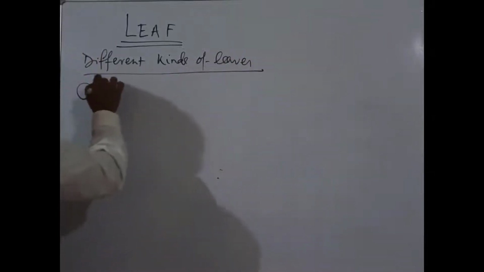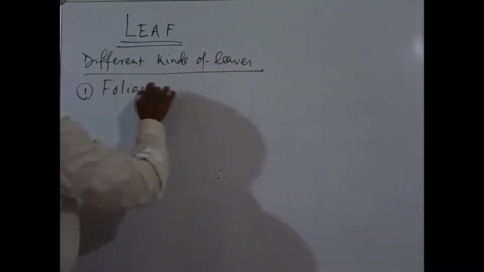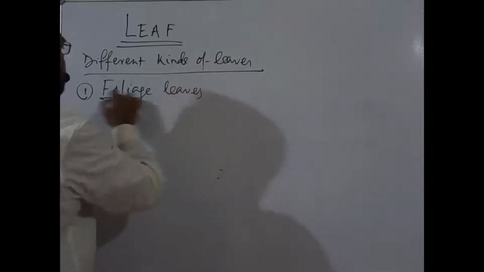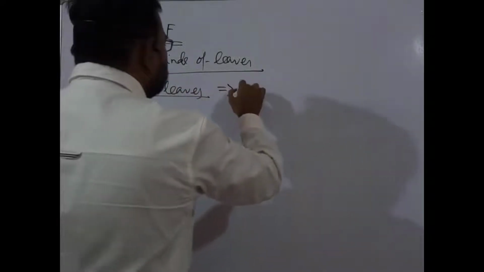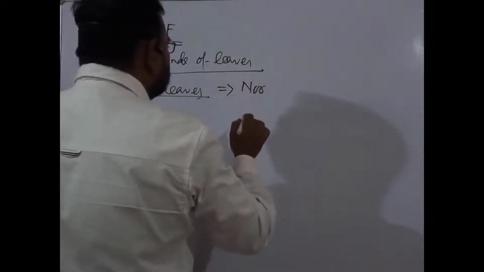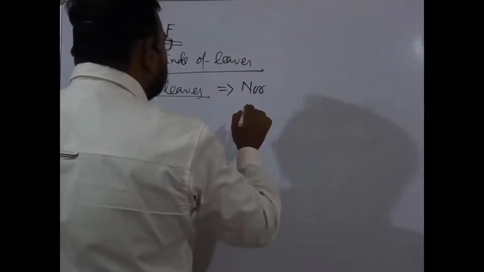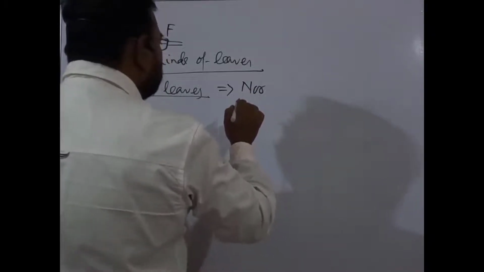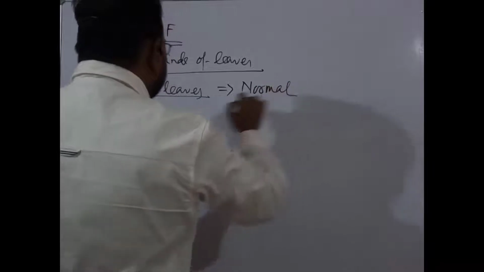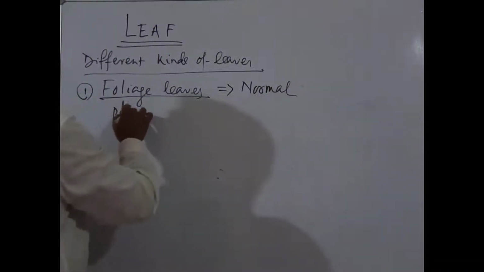So number one is foliage. Foliage leaves are the normal photosynthetic leaves.